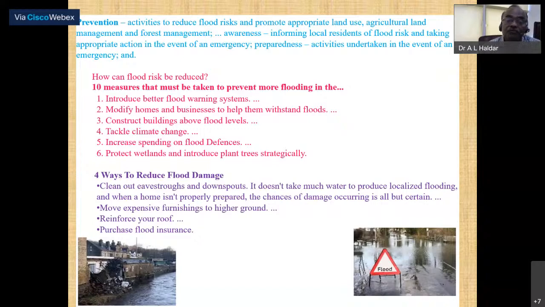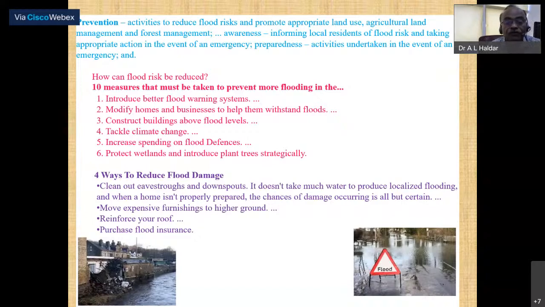You have to produce a better flood warning system; that is critical. In India, you could day by day modify your homes and businesses in anticipation of the floods, construct buildings above flood levels, tackle climate change, and increase spending on flood defenses. And you should protect wetlands because they also, to some extent, give relief from the flood by absorbing or storing the water.